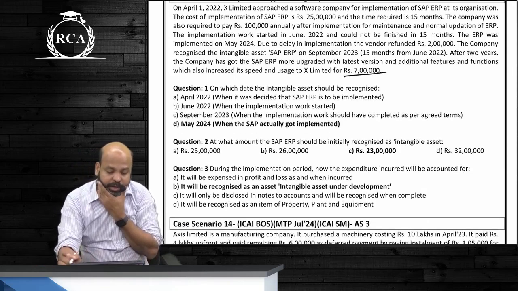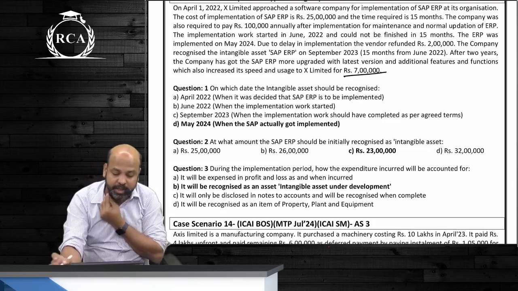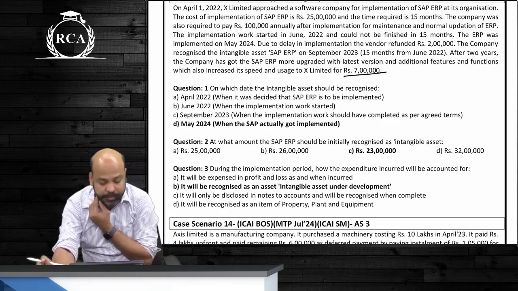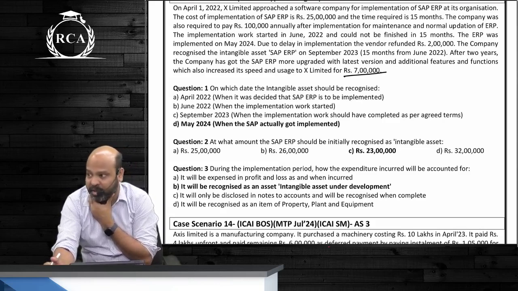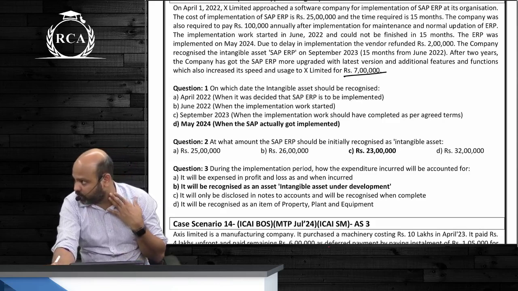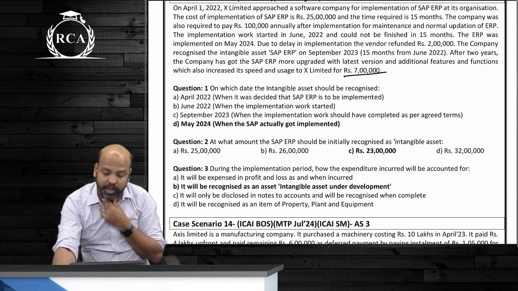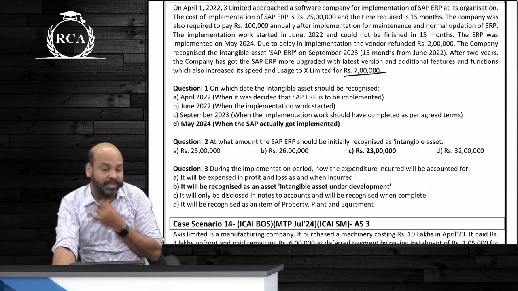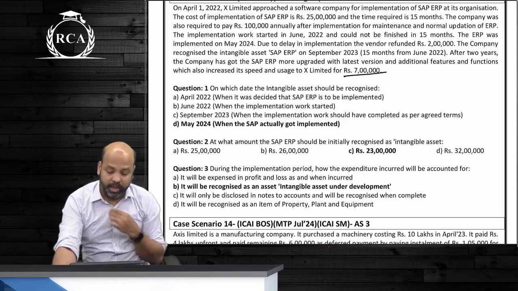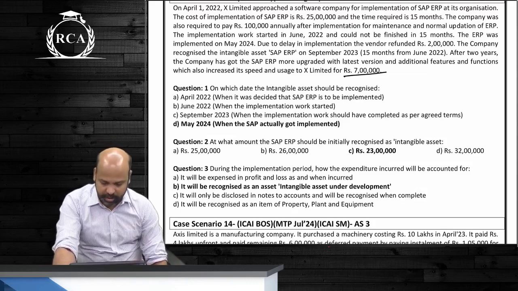Therefore, guys, first bit, when should the intangible be recognized? Already discussed. May 2024. Initially, when you give them an advance, it will be shown as capital advances. It will not be shown as intangible asset. Next, at what amount should SAP ERP be recognized as an intangible asset? 23 lakhs, because of the 2 lakhs discount.